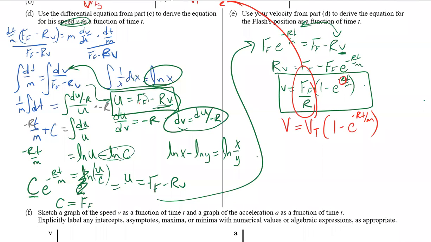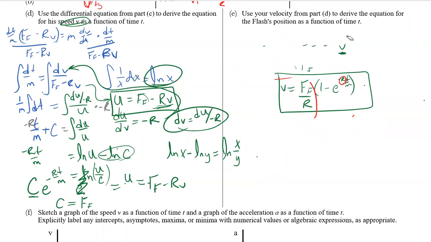Okay, so then I'm going to erase this. This then becomes, I'm going to keep this boxed form. That's really the beginning of this problem now. Use your velocity to derive the equation for the position as a function of time. So let me see if I can move this. Remember that position is really the integral of the velocity with respect to time.